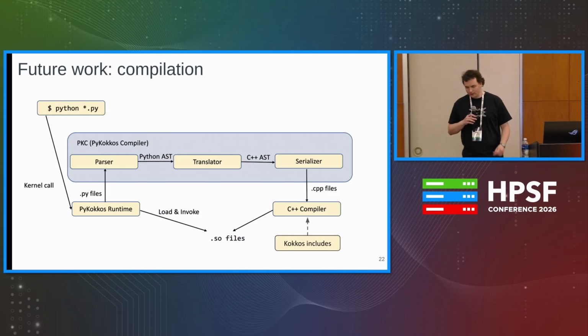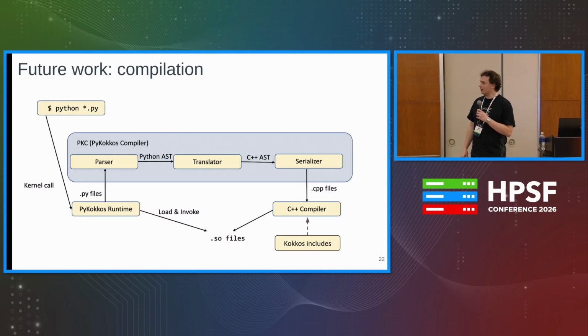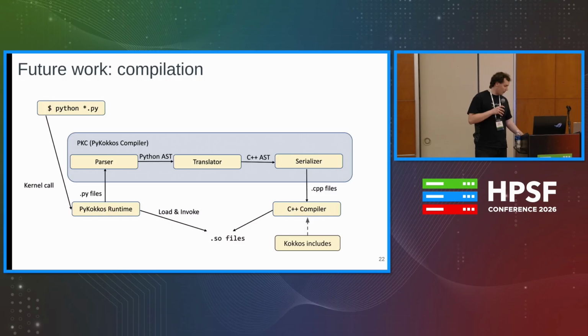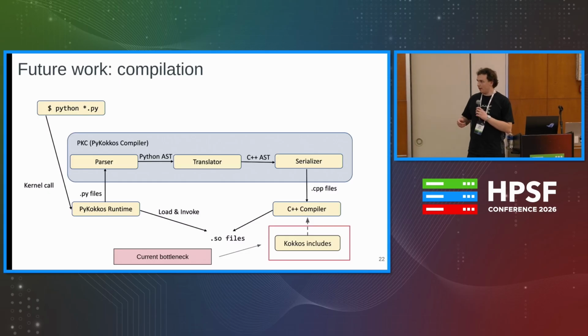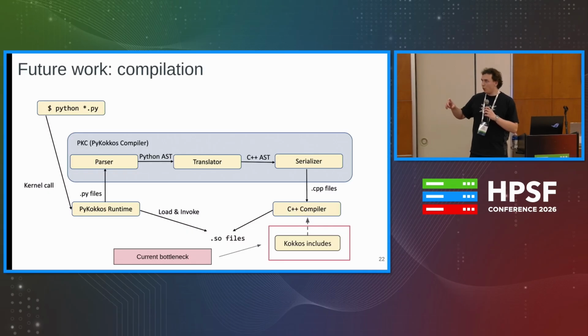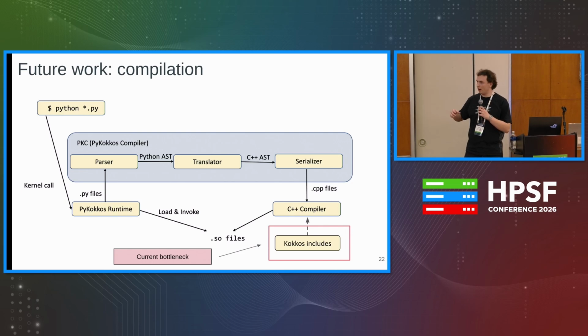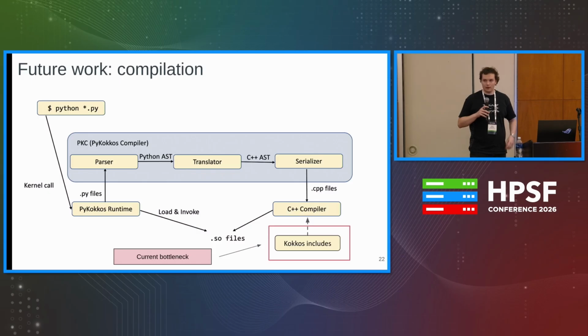One thing about PyKokkos and the problems that we have now is the compilation process, because for now it is the slowest process that we can have. Each time we need to recompile a function, even if it invokes just one Kokkos function, we have to build against all of Kokkos. We have to include everything in our final C++ file. So this is currently a bottleneck.